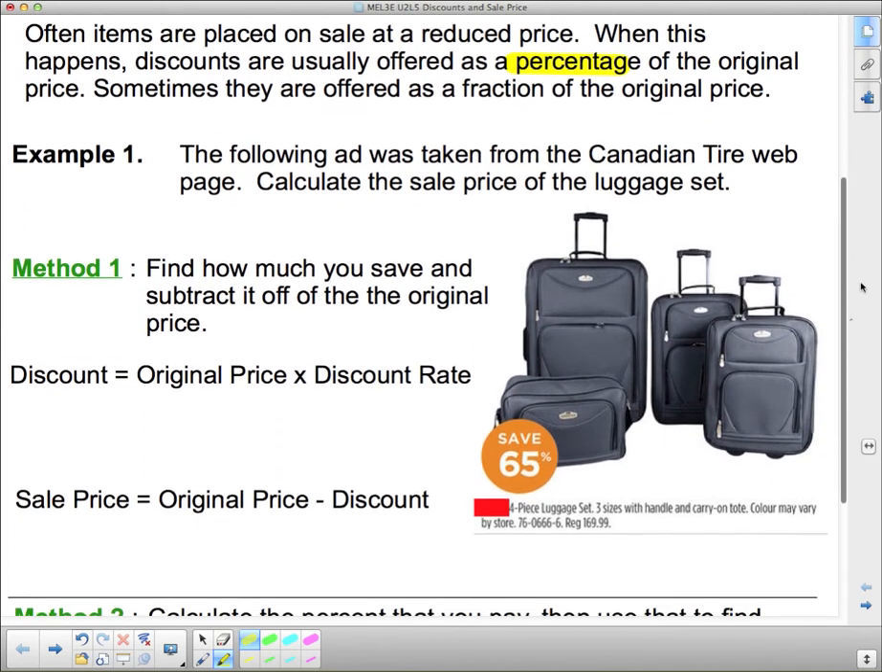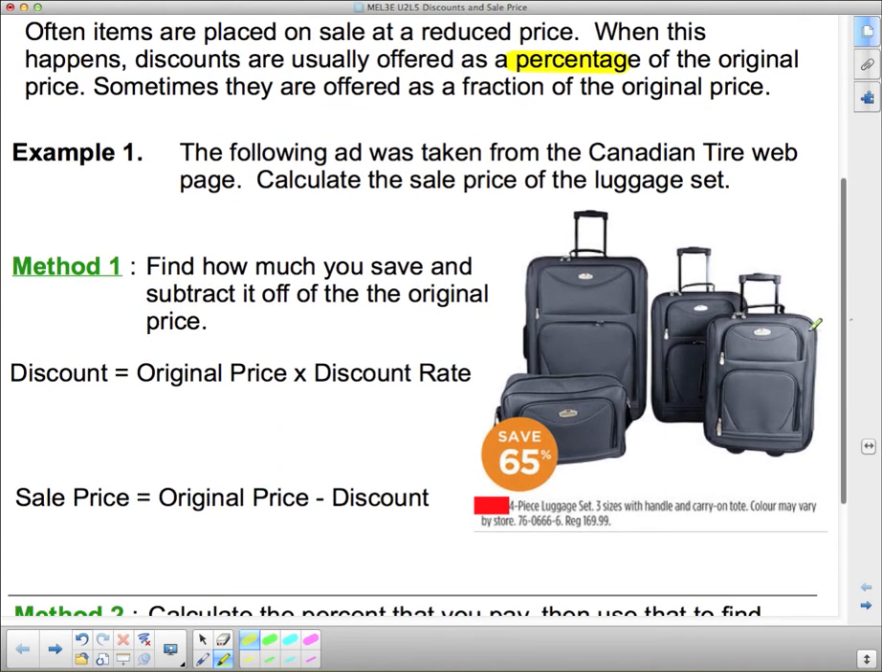I have an ad from a Canadian Tire flyer where we have this set of luggage here. And notice it says save 65%. So we get that 65% there that we're going to save. That means that we get 65% off of this luggage. So that's more than half the savings. So we're not going to pay very much of the original price.